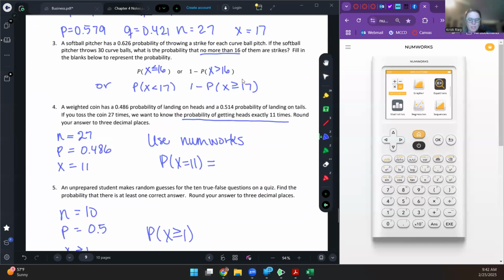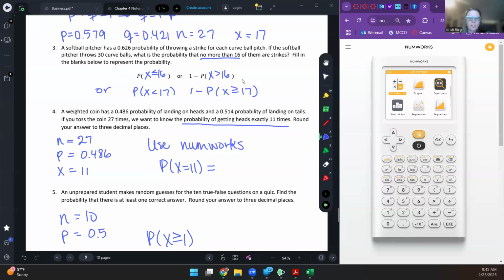Okay, number 3, this first page we're going to go pretty fast, and then we'll get to the calculator. So number 3, similar problem, but this time it says no more than. So no more than is less than or equal to. And as I've done this before, there's kind of 2 different ways that people think about this problem. So they either think of no more than as less than or equal to 16, which would make the opposite 1 minus, X is greater than 16. You can't have the equal sign on both. 16 isn't in both, but we either have everything smaller than 16, including 16, and then on the other side everything bigger than 16.